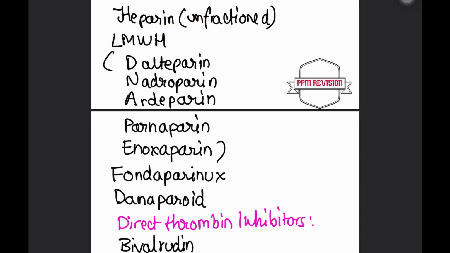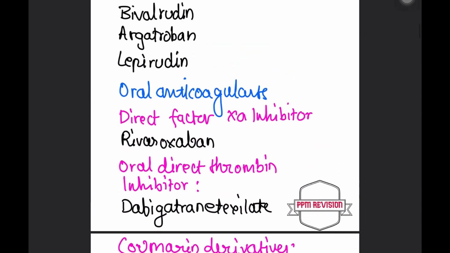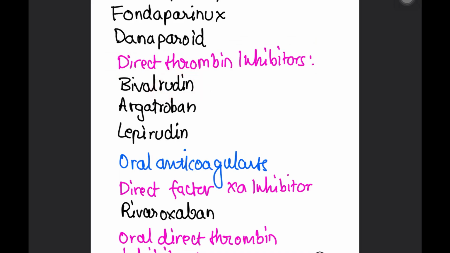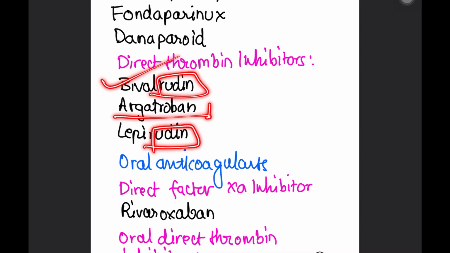Under the low molecular weight heparins, there are all the parins, that is dalteparin, nadroparin, ardeparin, parnaparin, enoxaparin, fondaparinux, and danaparoid. And also talking about direct thrombin inhibitors, there's bivalirudin. All the rudins are here: bivalirudin, argatroban, and lepirudin. So you have two rudins.